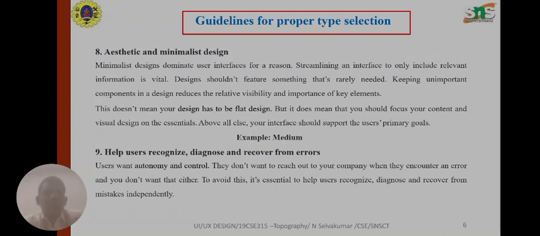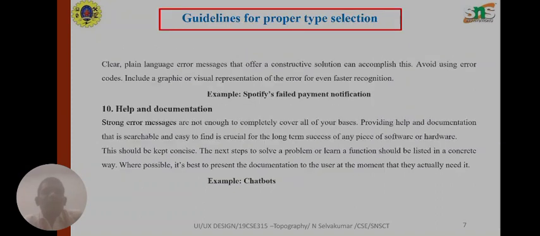Ninth one, help users recognize, diagnose and recover from errors. Users want autonomy and control. They don't want to reach out to your company when they encounter an error, and you don't want them to either. To avoid this, it is essential to help users recognize, diagnose, and recover from mistakes independently. Use clear, plain language error messages that offer an immediate solution. Avoid using error codes. Include graphics and visual representations of the error for recognition. Example: Spotify failed payment notification.